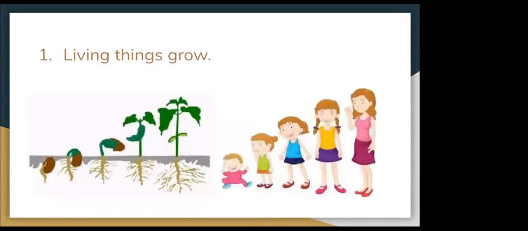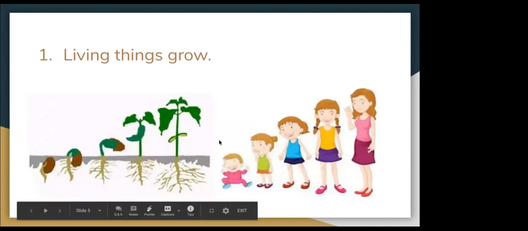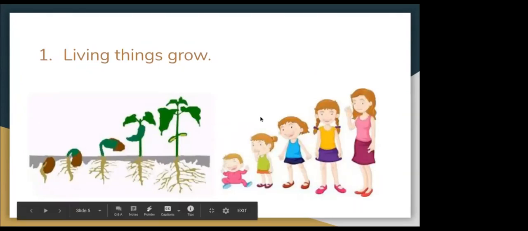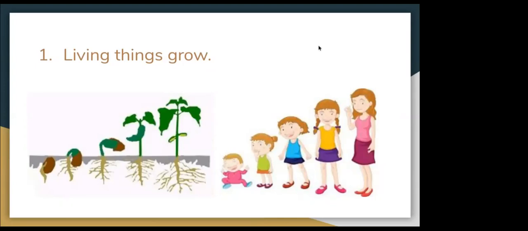So, number 1, all living things grow. We all grow. Our cells multiply. They make us bigger and bigger as we grow into a mature adult or as a plant grows into a mature plant, starting from seed to tree, baby to adult.